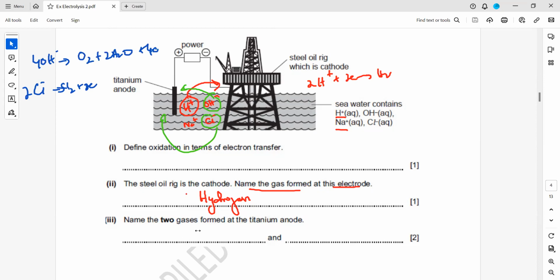So in this case, we'll have both gases, oxygen and chlorine. Sorry, not hydrogen, oxygen and chlorine. Why is oxygen there? Because when hydroxide ions discharge, they give off oxygen. When chloride ions discharge, they give off chlorine gas. Is it clear?